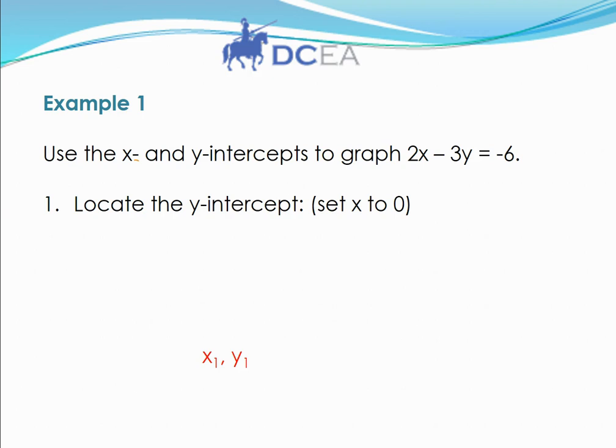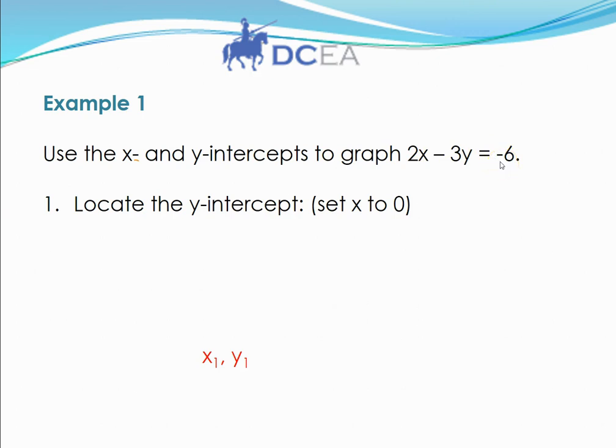Let's look at example 1. Example 1 is on page 137 of your book. Use the x and y intercepts to graph 2x minus 3y equals negative 6.